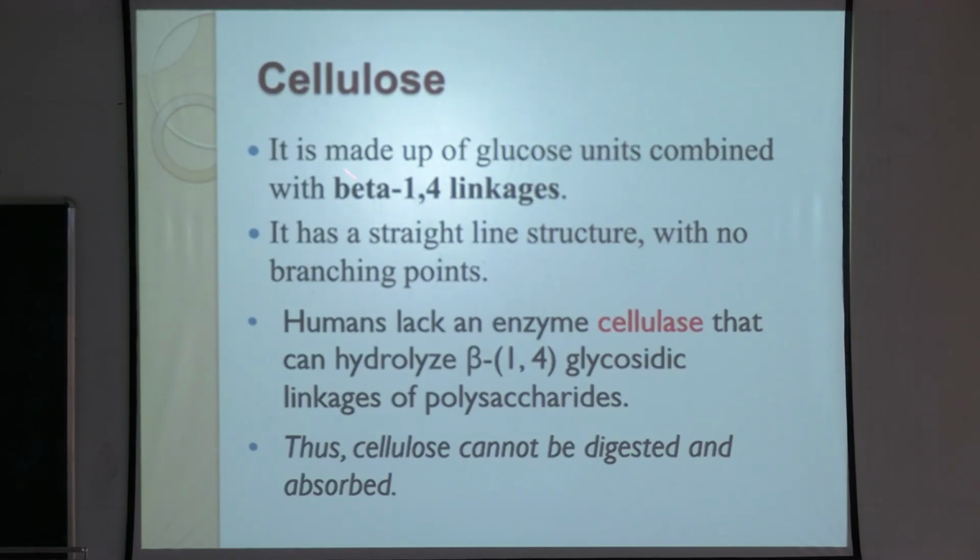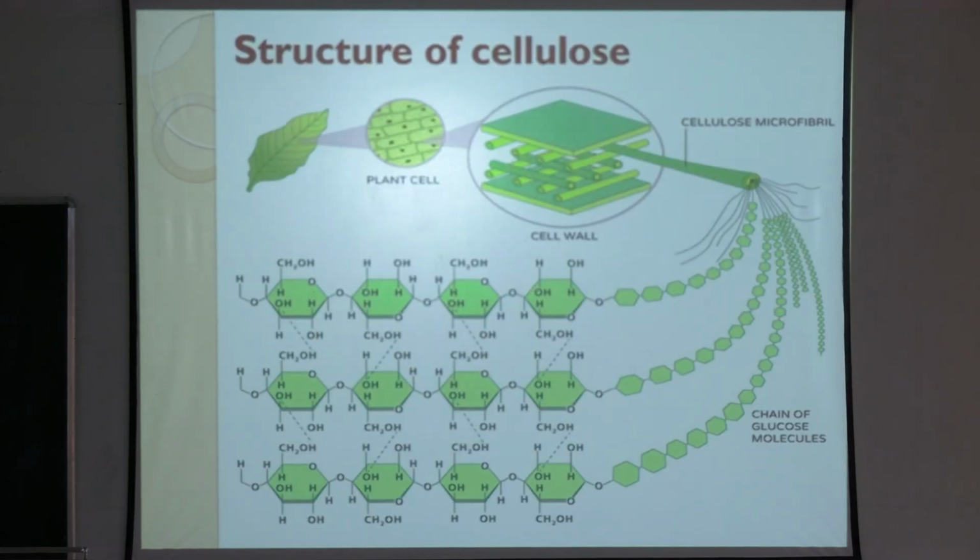Here, what is the importance of cellulose in our body? As humans, we lack the enzyme cellulase. Cellulase helps in the breakdown of beta 1,4 glycosidic bond. That's why we cannot digest cellulose. Okay. Next. So here is the structure of cellulose.